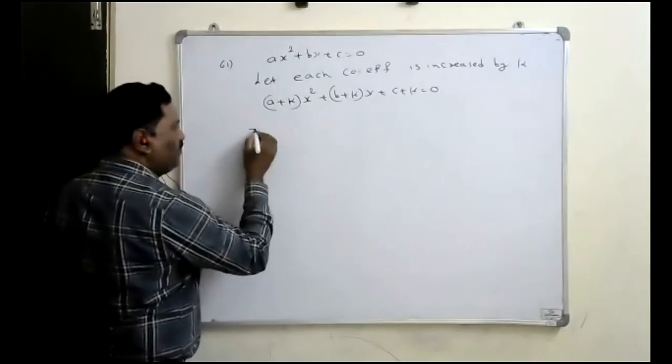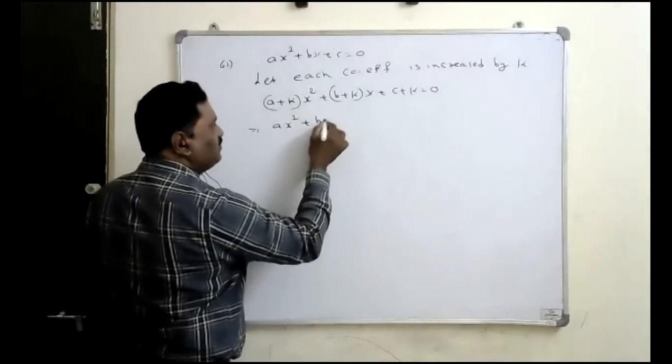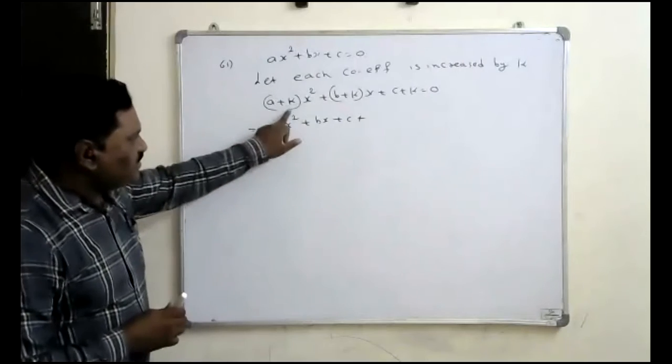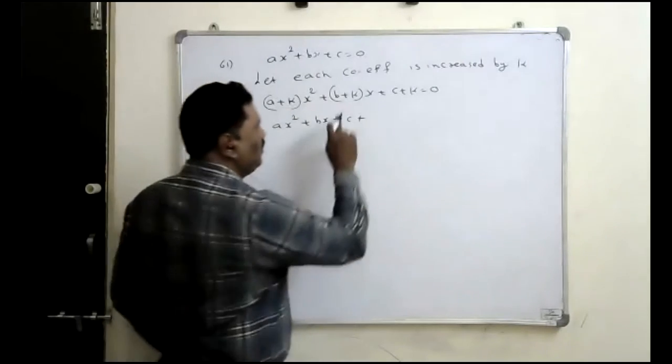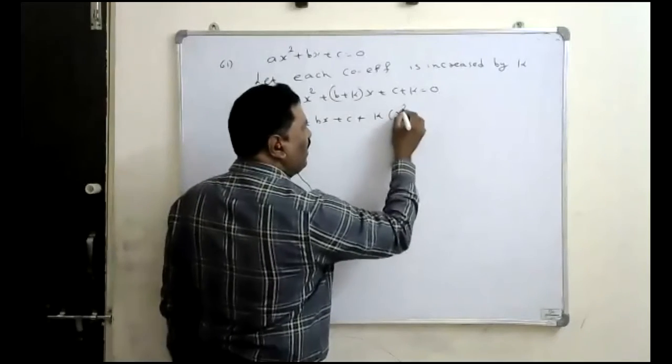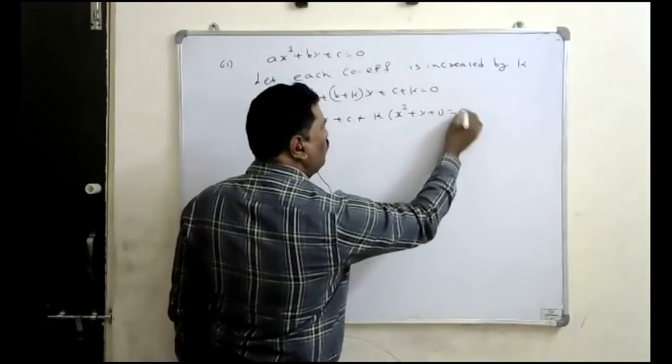Okay. Now if you multiply this, the first terms are ax square plus bx plus c. The second terms are kx square, kx, and the constant k. I will take k common, then we will get x square plus x plus 1 is equal to 0.